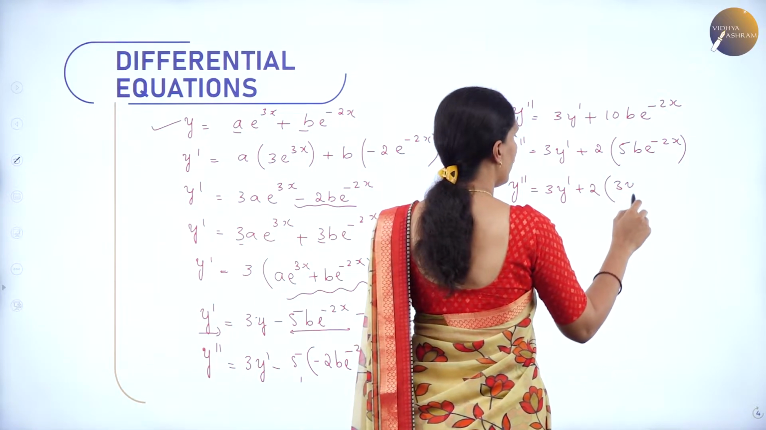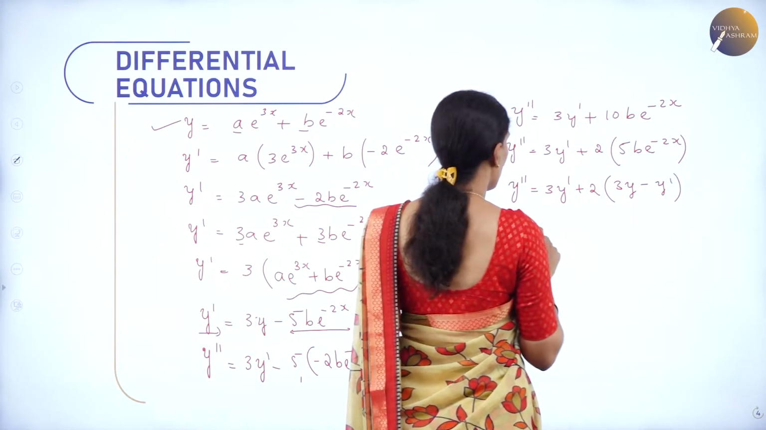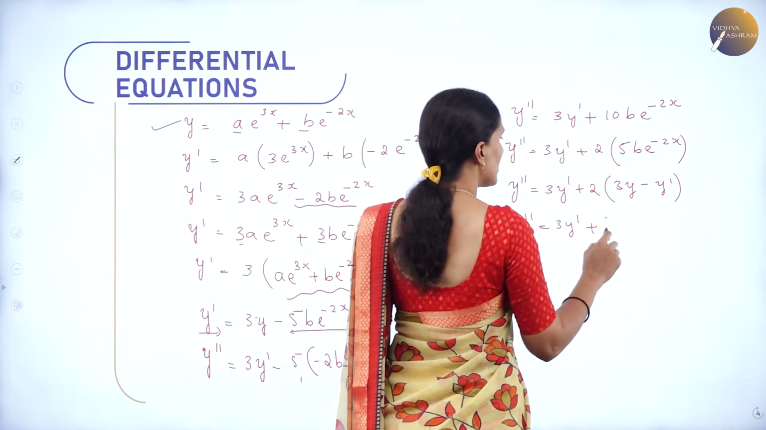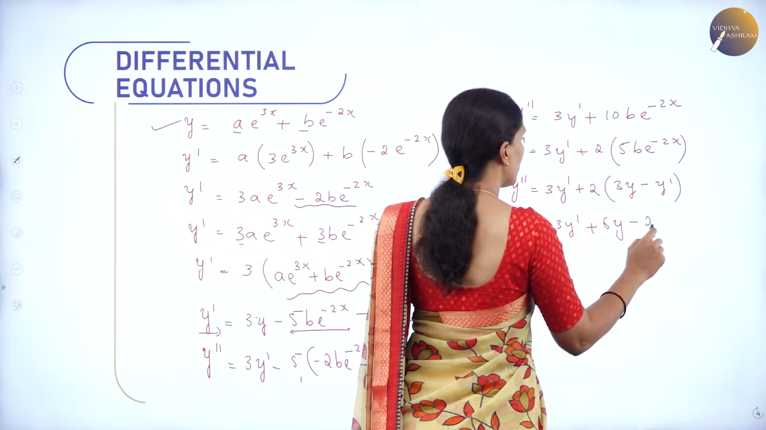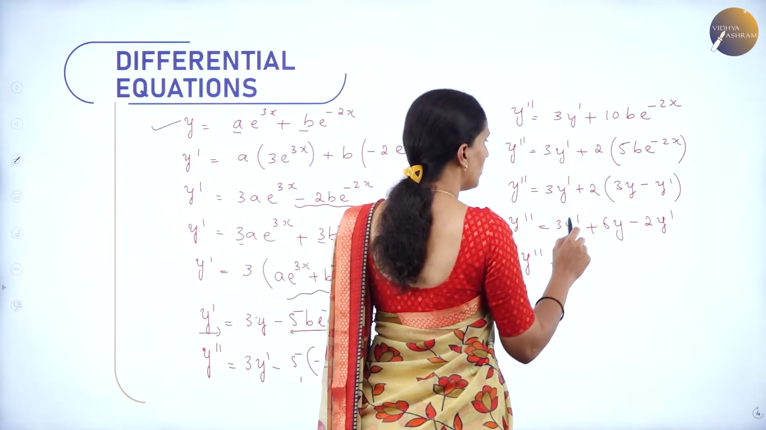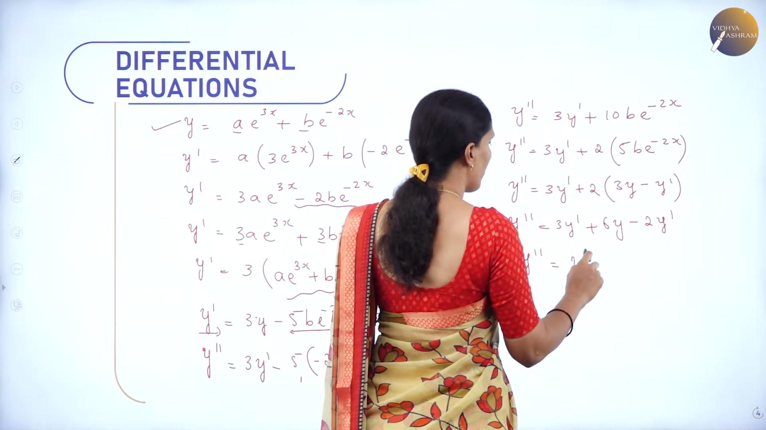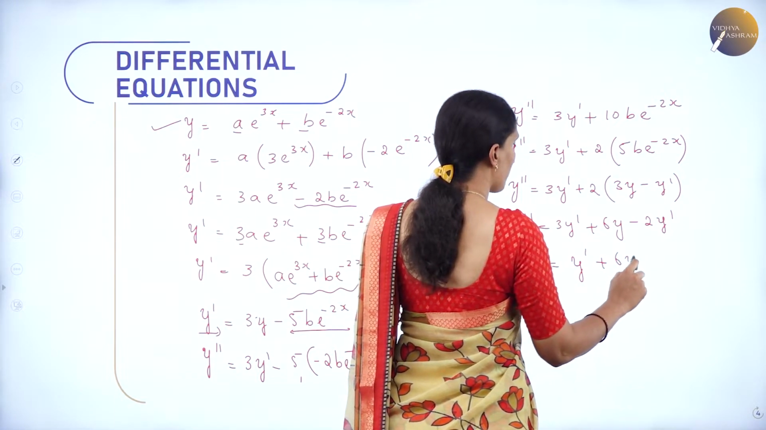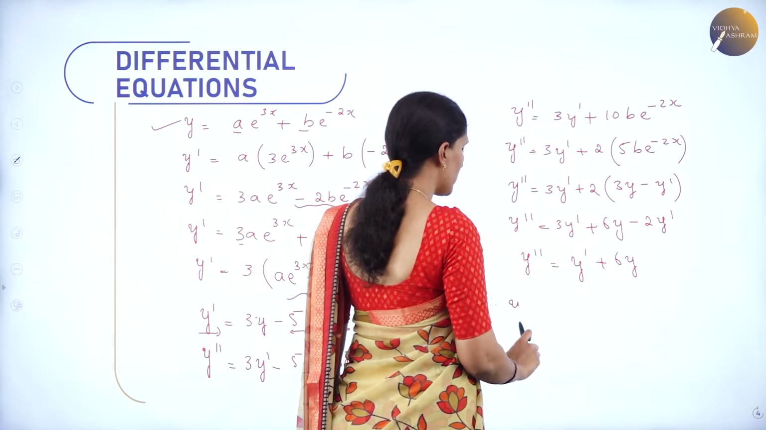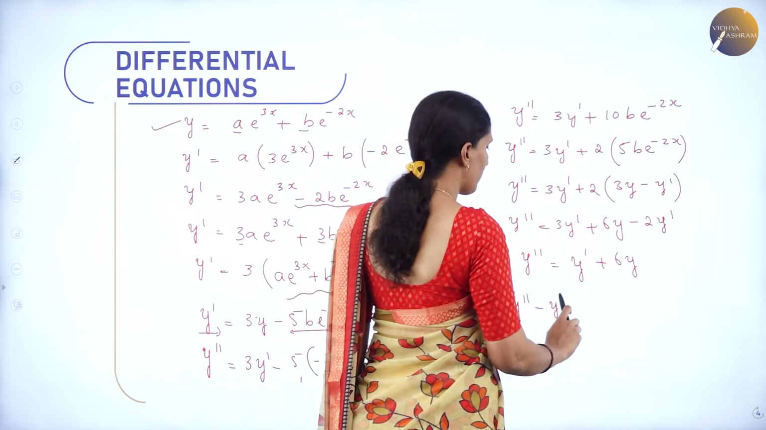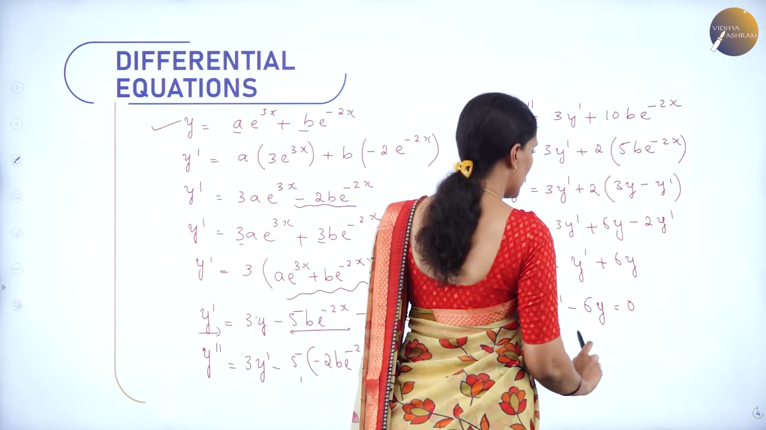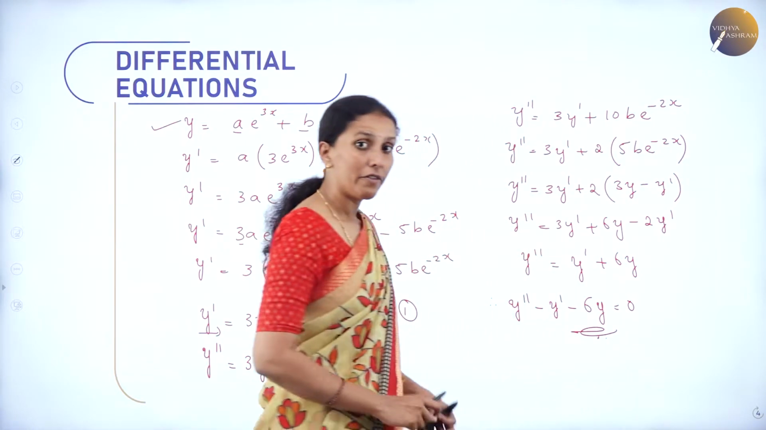So 3y minus y dash. So now it is y double dash plus 3y dash plus 6y minus 2y dash. So y double dash is equal to 3 minus 2 becomes y dash plus 6y. So now let's shift all towards one equation. So it is y double dash minus y dash minus 6y is equal to 0. Thus this is the required differential equation.